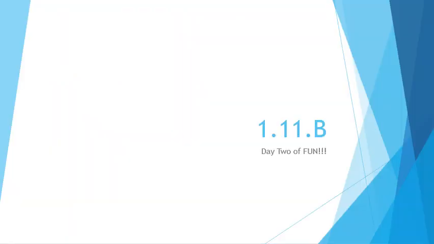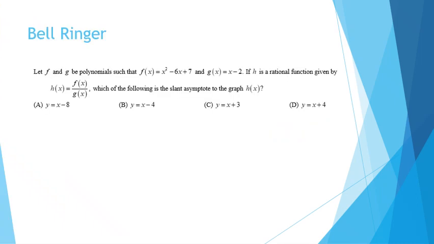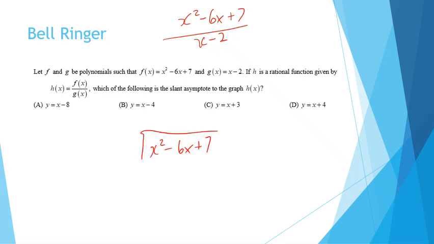All right, so now we're on day 2. This is 1.11b, and today we're going to be talking about Pascal's triangle and the binomial theorem. So here's the bell ringer for today. We want to find the slant asymptote if we had a rational function x squared minus 6x plus 7 all over x minus 2. So pause the video now if you haven't done it yet, because I am about to go over the answer.